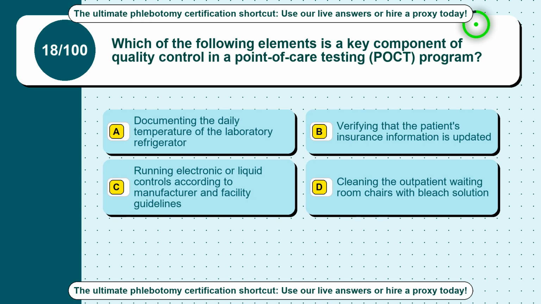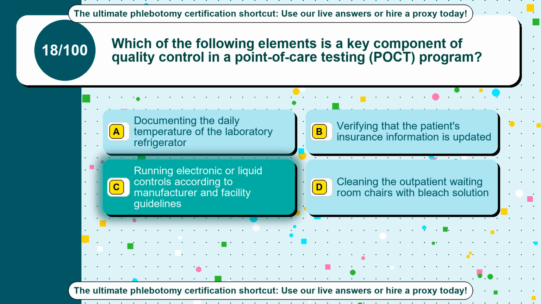Question 18. Which of the following elements is a key component of quality control in a point-of-care testing (POCT) program? Option A, documenting the daily temperature of the laboratory refrigerator. Option B, verifying that the patient's insurance information is updated. Option C, running electronic or liquid controls according to manufacturer and facility guidelines. Option D, cleaning the outpatient waiting room chairs with bleach solution.